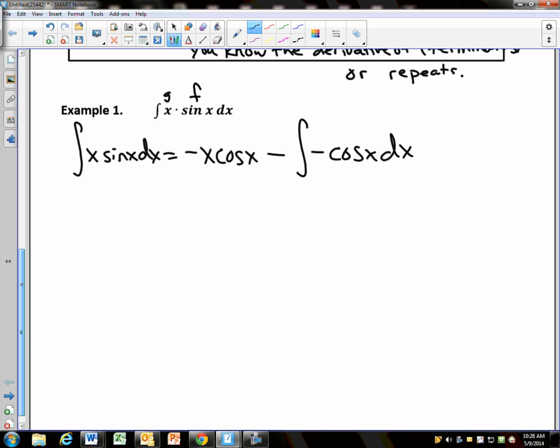Now we do the second step. We have negative x cosine of x. If you see a negative in here, you can cancel it. So this becomes plus the integral of cosine of x dx. What is the antiderivative of cosine? Sine.